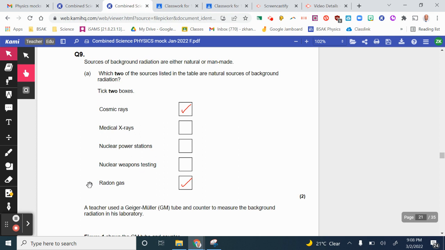source. Radon gas comes from radon rock underneath, embedded into the ground, and in certain areas around the world, you have this radiation seeping through the ground, and that is also a natural source. We have created as man X-rays at the hospitals, nuclear power stations we've created and built, and nuclear weapons again we have built. So all of this is man-made, and these two are natural.